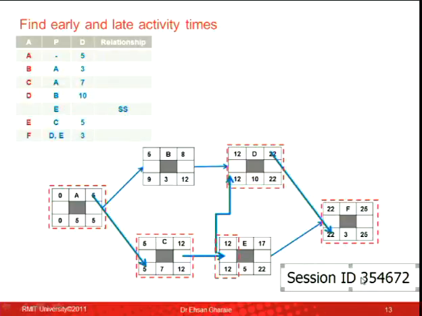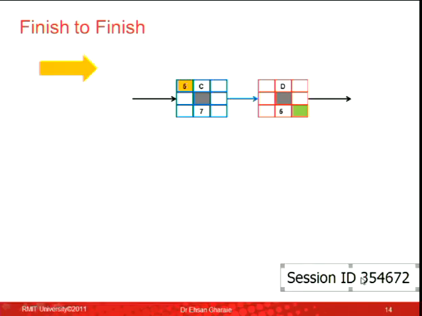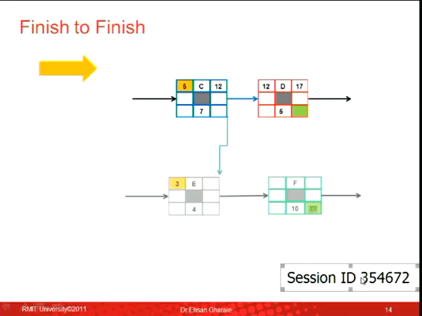Okay, so we talked about the start-to-start relationship. Any question about it? Nope? Okay. So now let's look at the finish-to-finish relationship. This is just a normal part of a network. Between activity C and D, there is a finish-to-start relationship. That's just normal. Let's say there is a finish-to-finish relationship between activities C and E.